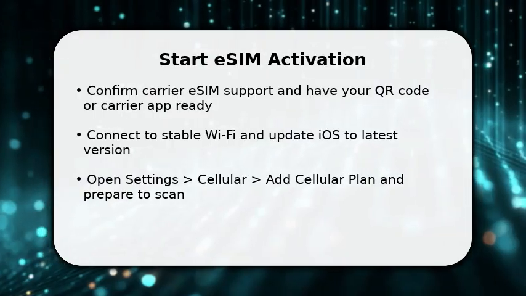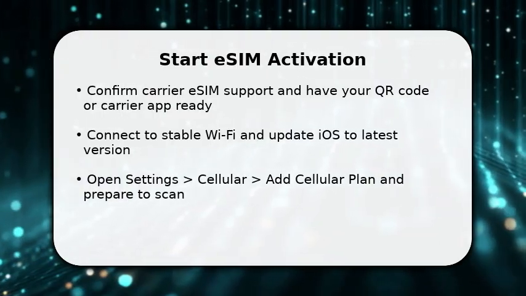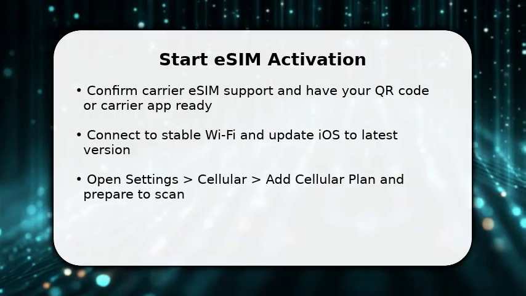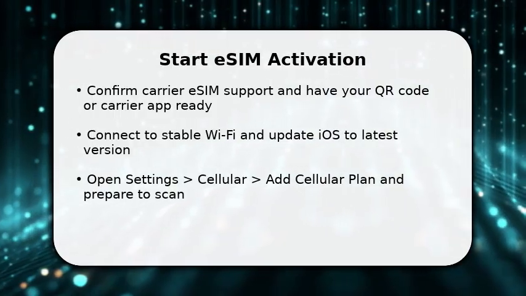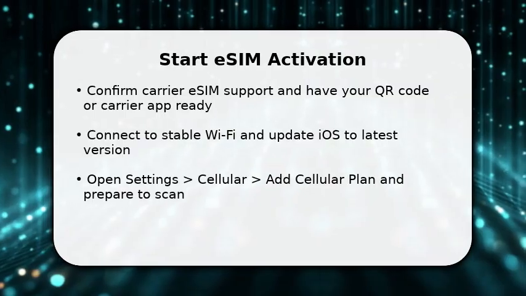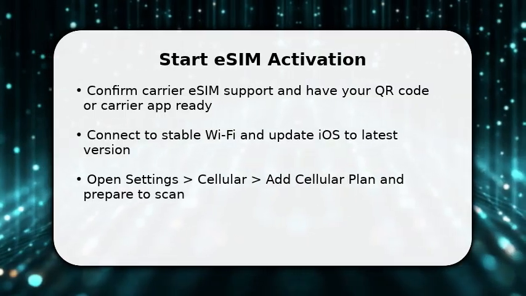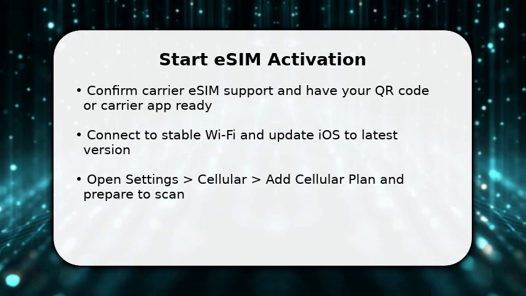Now open Settings, tap Cellular, then add Cellular Plan. Use your camera to scan the QR or follow the carrier app prompts. You'll see a progress indicator. Wait for the plan to import before moving on to the next configuration steps.